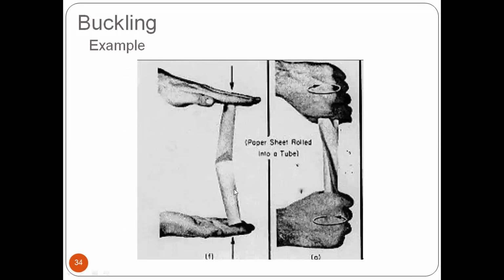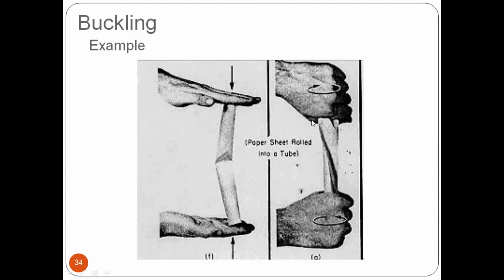See now here you can see, you can try this at your home. Take a paper and fold it like a hollow sheet, and let's try to apply a compression force. So you can treat this as a hollow circular tube which is subjected to buckling. So this is how the twisting takes place.